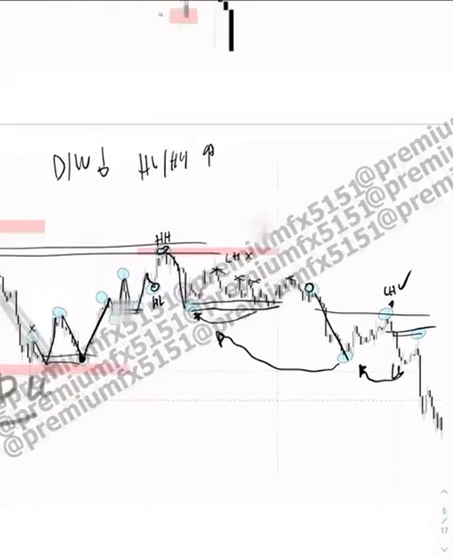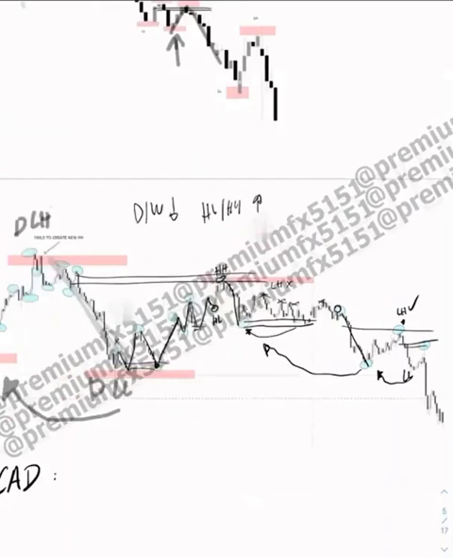Okay, again, I'm not teaching entries right now, just understanding that, again, when this H1, H4 turned bullish, okay, this was a retracement trade. When H1 turned into bearish, okay, now we have daily, weekly bearish. So now we are trading a continuation.